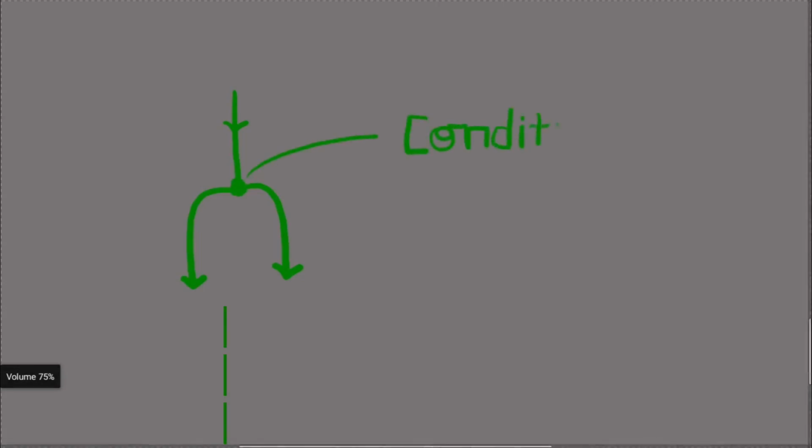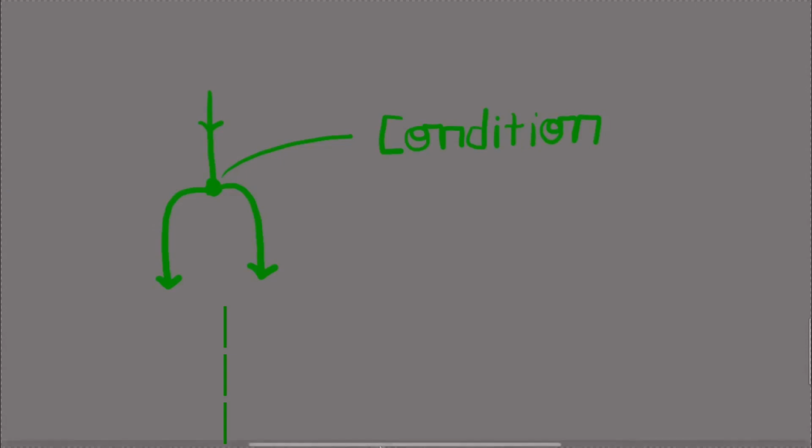Until now, we have been executing our code line by line, but what if we want our program to flow in different directions? For that, we need to use conditional statements. So let's talk about conditional statements in this video.